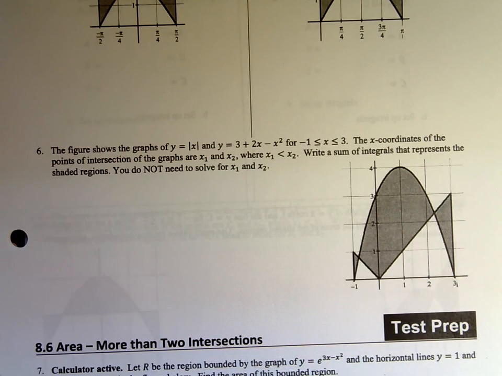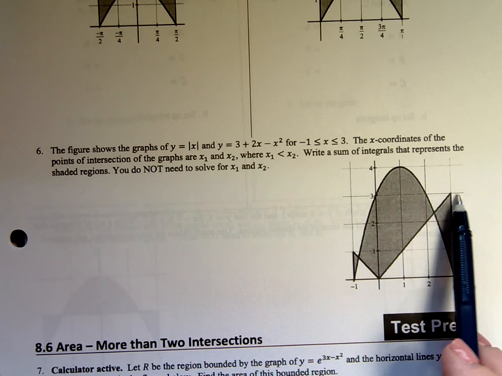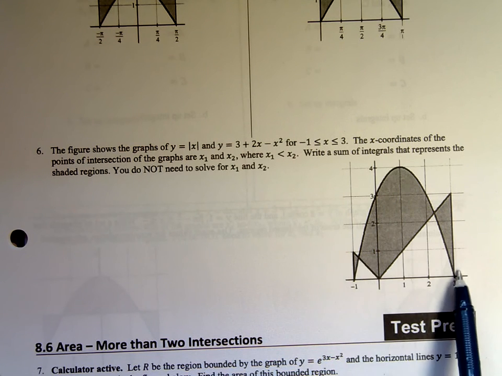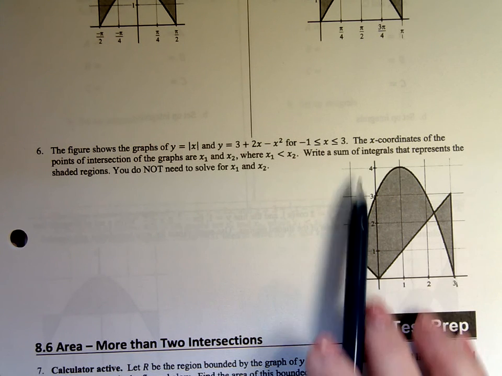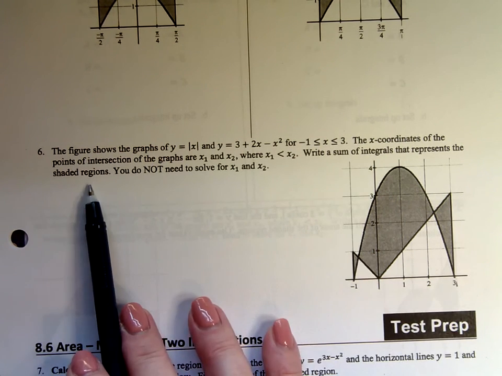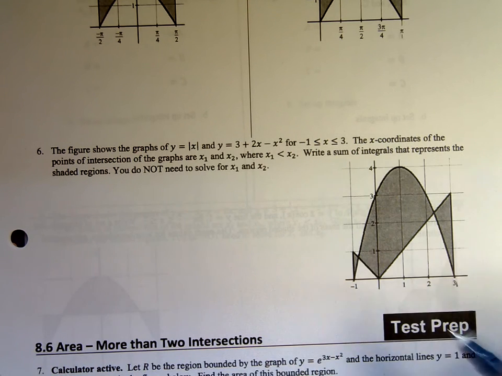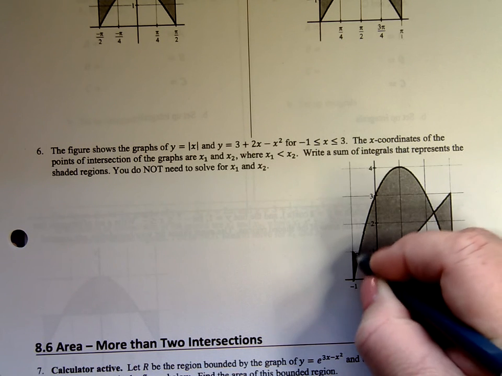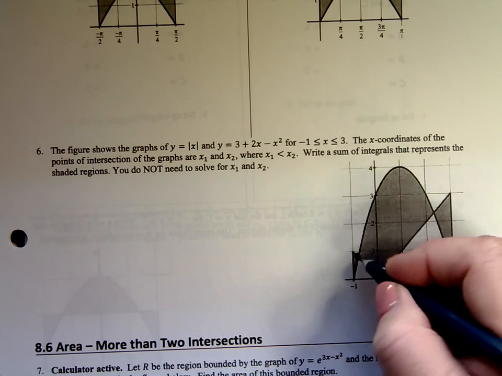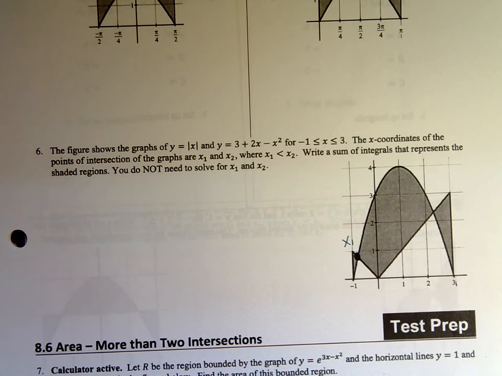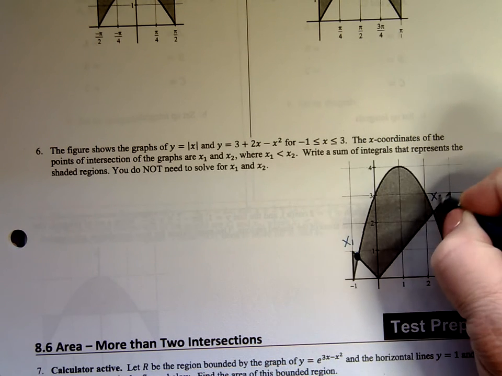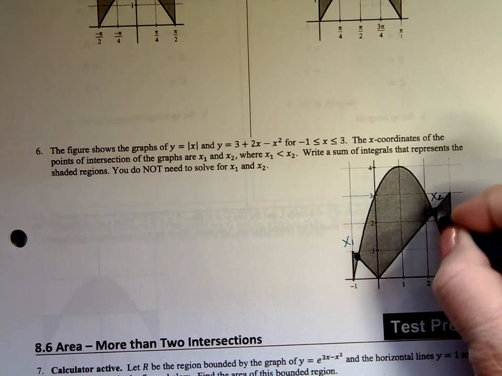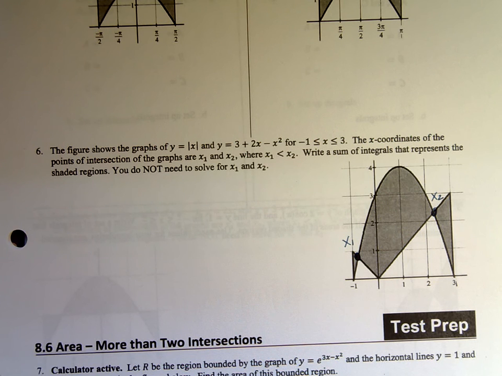It shows the figure of the absolute value of x and a parabola that have joined up here. The x coordinates of the points of intersection on the graph are x1 and x2. He's saying this. We're going to call this one x1. In other words, you don't have to find it. You're just going to use the notation x1. This one has a notation of x2. You don't have to solve for x1 and x2. Write the sum of integrals that represents the shaded region.